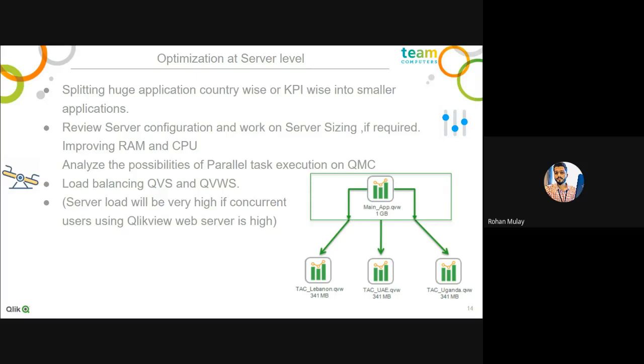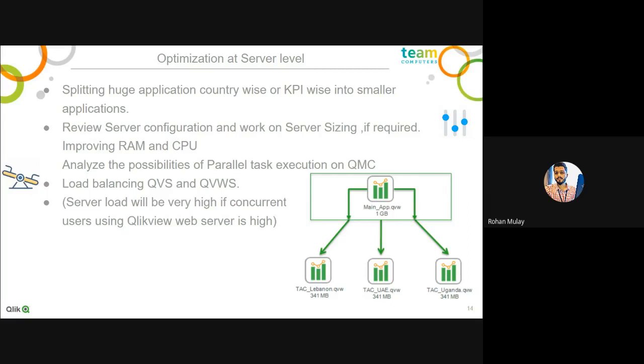Then server load will be very high if the number of concurrent users using the QlikView web server is high. It's the same thing that I said. Whenever you break this application into multiple applications country wise, this is the approach we have decided to use. So there is one big application we have broken down country wise. Now it might be a requirement that the user wants only one single application. So for our benefit and for a better user experience, we have broken this application down country wise, but the user wants it as a single application.